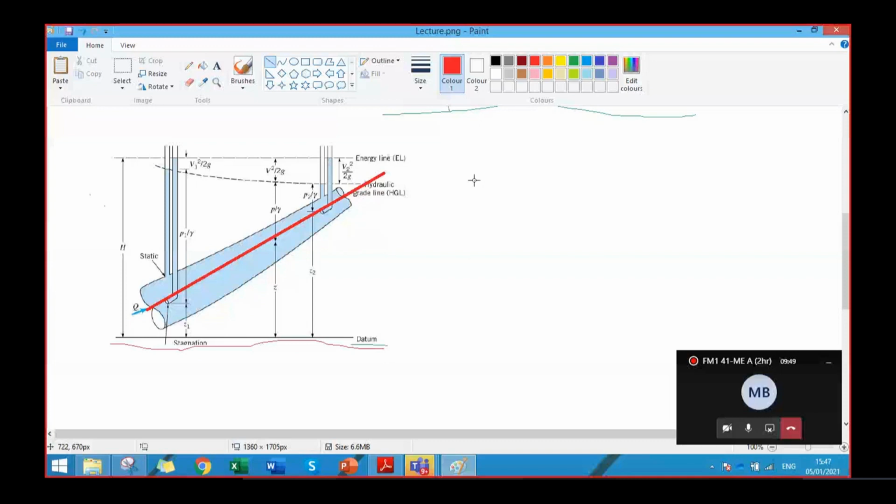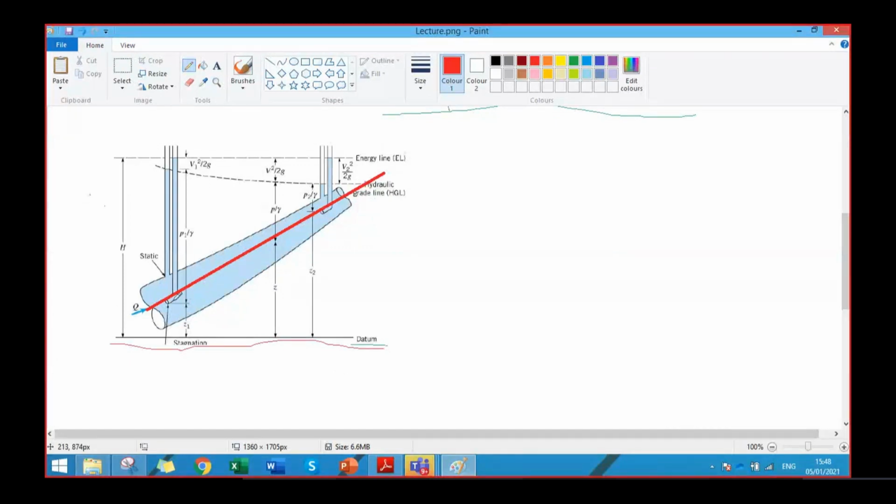The line along the center is representing your center line. The horizontal line at the bottom is representing your datum or the reference line from which we will be measuring all the values. So the distance from this bottom line to this center line is the elevation of that point. This is the elevation.